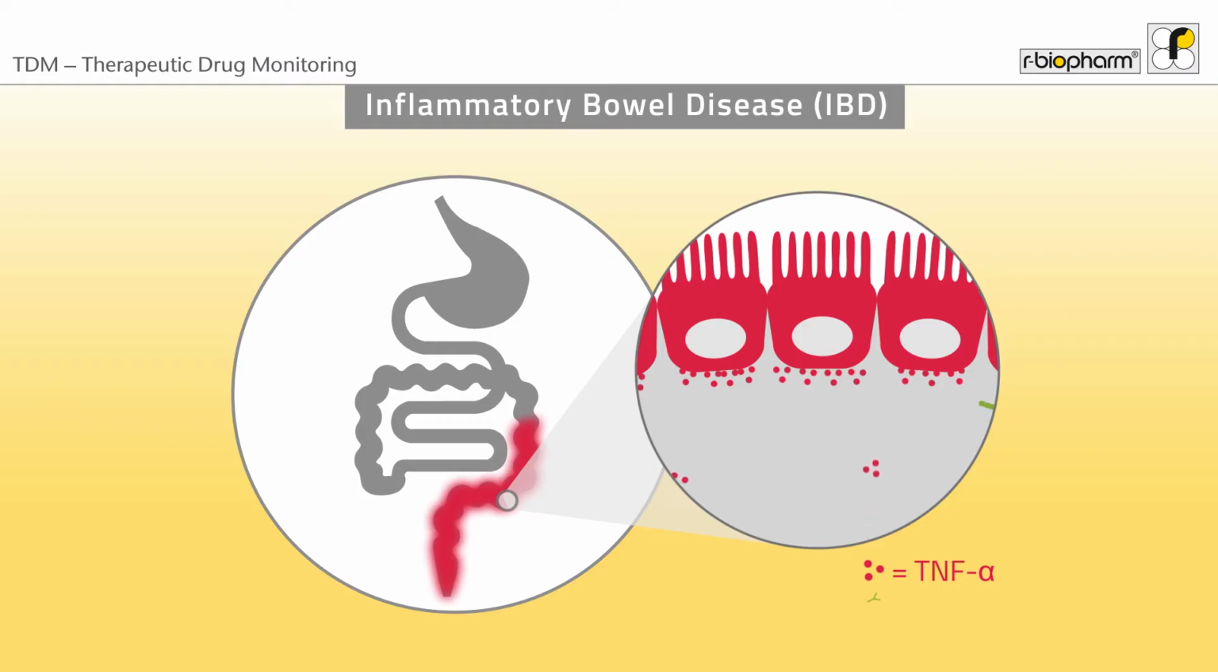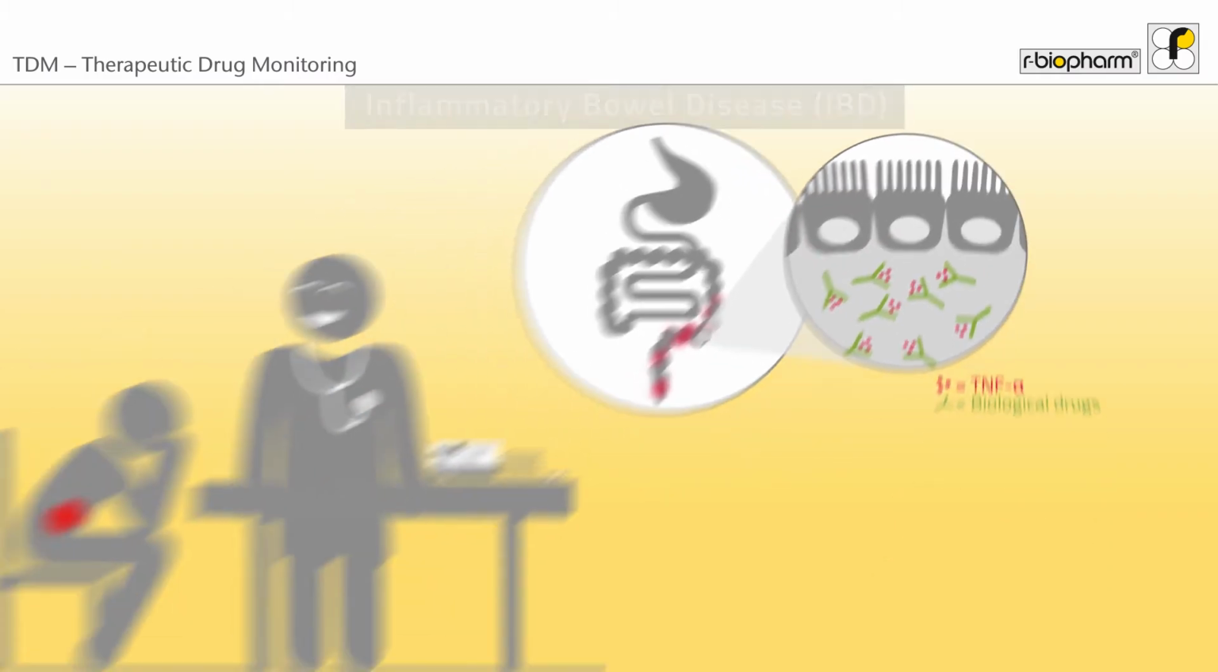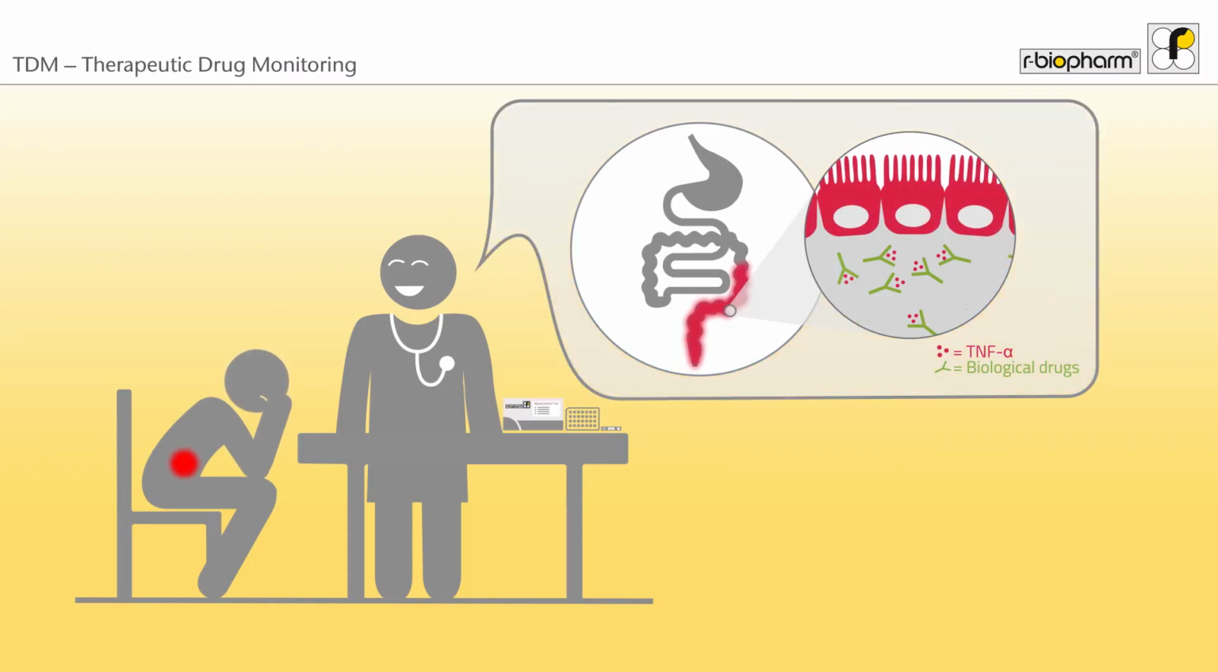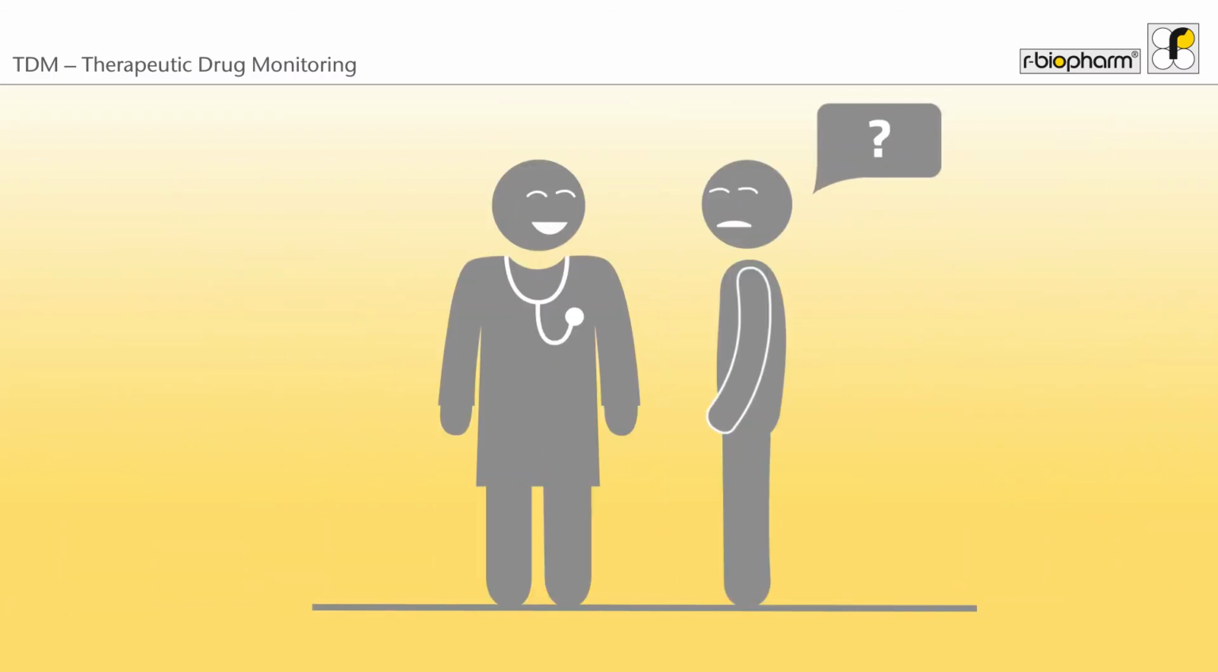To reduce this, biological drugs such as anti-TNF-alpha drugs are used. Infliximab and adalimumab, for example, are such anti-TNF-alpha drugs. These are very valuable for the treatment of IBD patients as they reduce disease activity. This makes the patients feel better and maintain remission over time. But sometimes people are not responding to biologics or lose response over time.